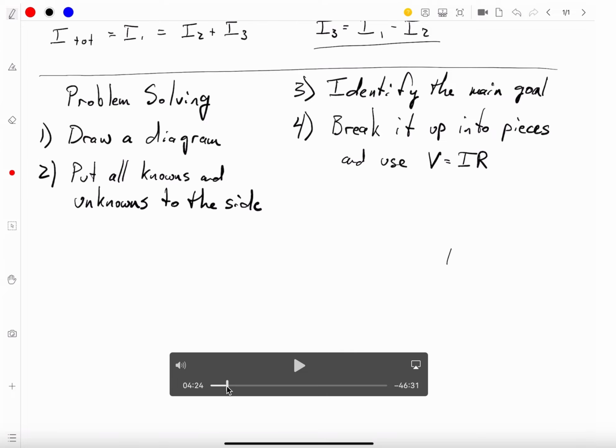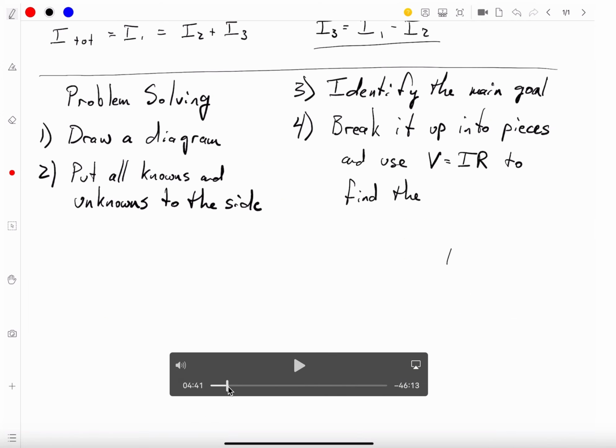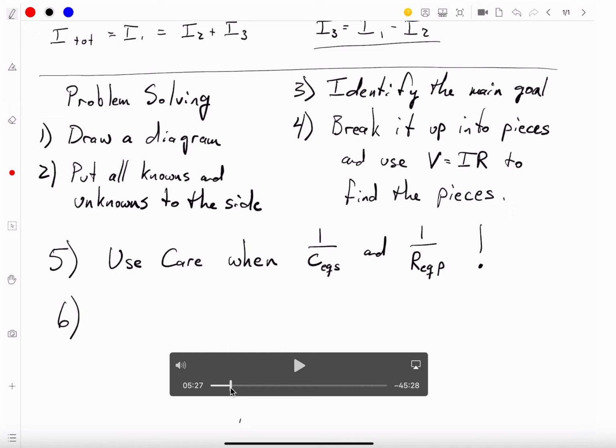Okay, so let's go back a little bit. What was our main goal? Our main goal was the black circled I1, I2, I3. We wanted to know the current through all three things. Then we break it up into pieces. We broke up the parallel parts and the series parts, and we're using V equals IR, Ohm's law, to find all the pieces that we broke up.